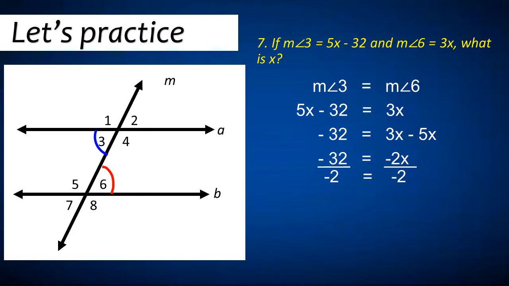Dividing both sides by negative 2, so, dun sa kabila is x na lang matitira. Negative 32 divided by negative 2, x is equal to 16. Or, symmetric property, baliktarin lang natin, x is equal to 16. So, that is the value of x for our last example.